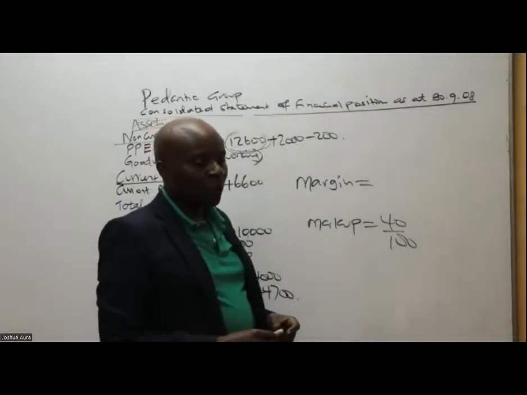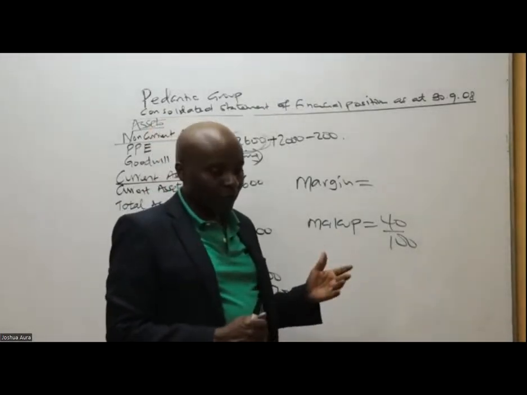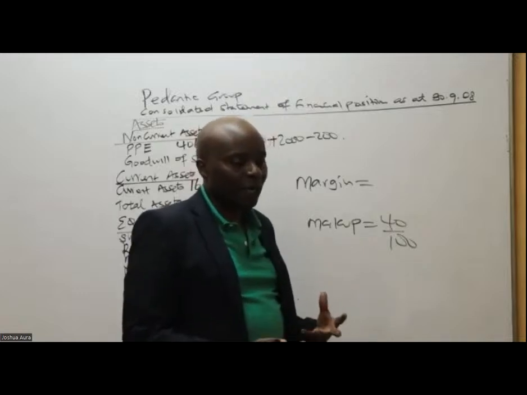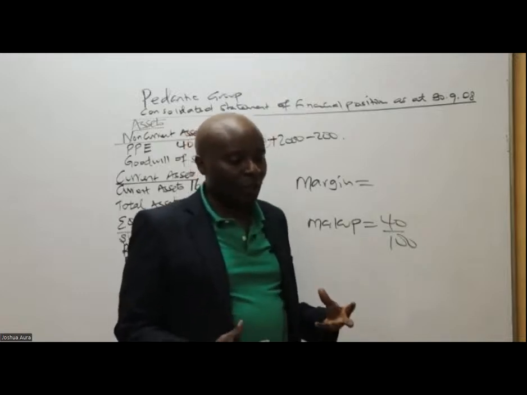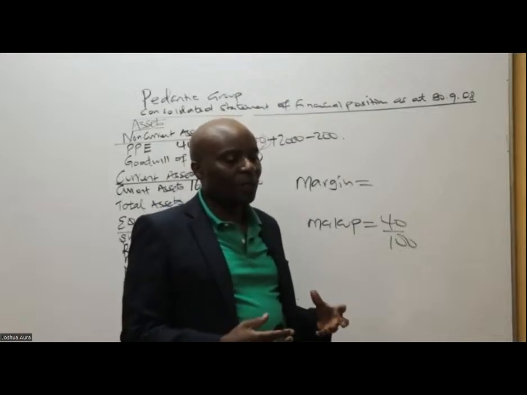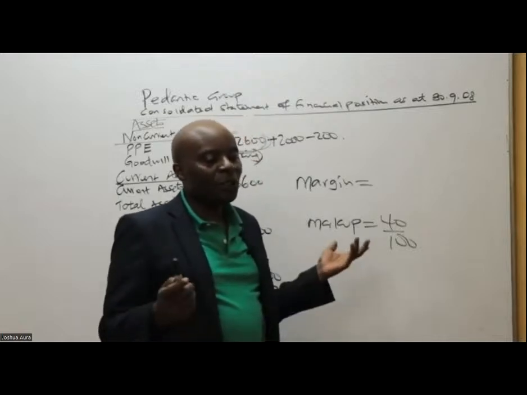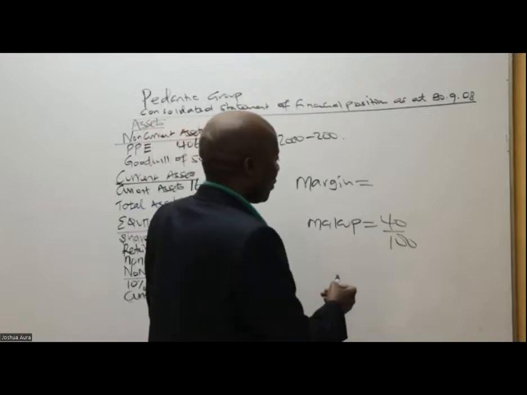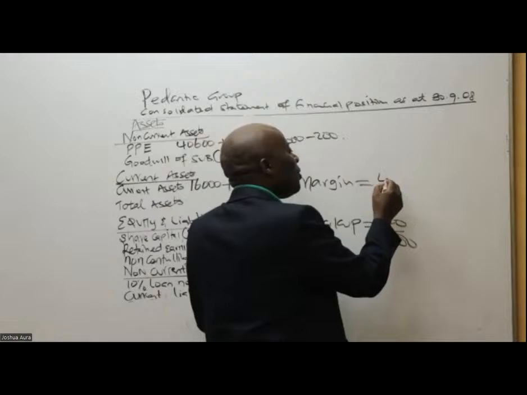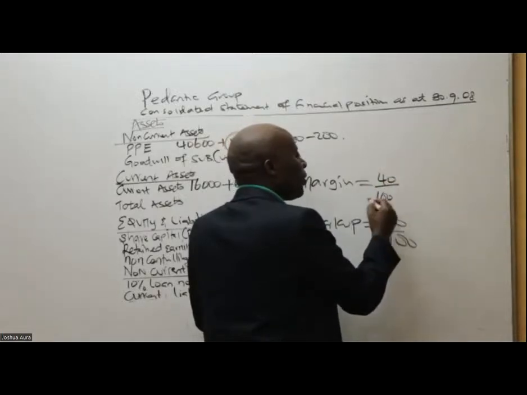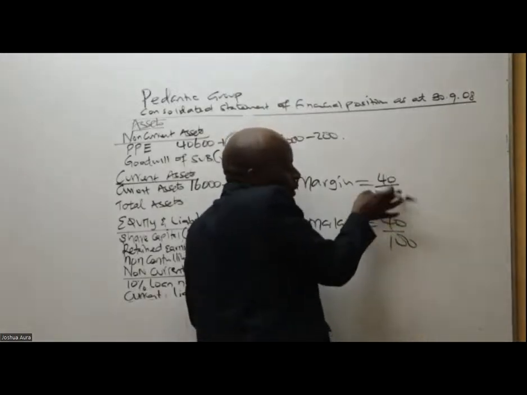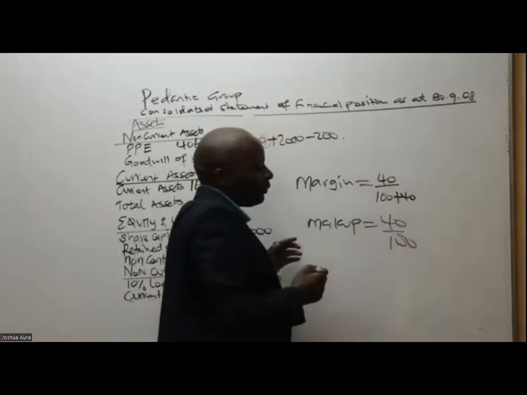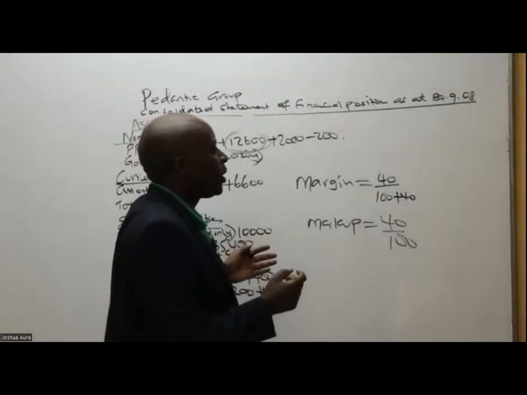Let me try to simplify this for you. Will the margin be 40 over 60 or 40 over 140? Which one has got a bigger base? Margin has got a bigger base. So if it has got a bigger base, first I copy 40 over 100 there. Then I bring the numerator to increase its base: plus 40 here, plus 40 there. So it will be 40 over 140.